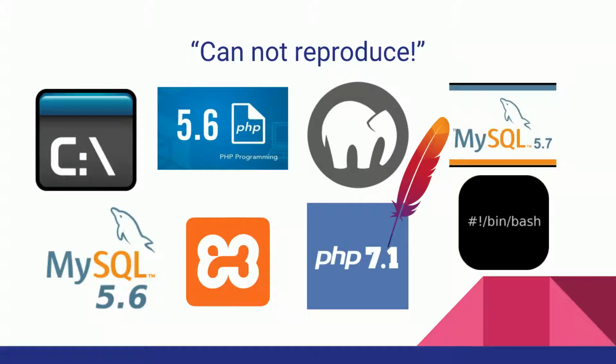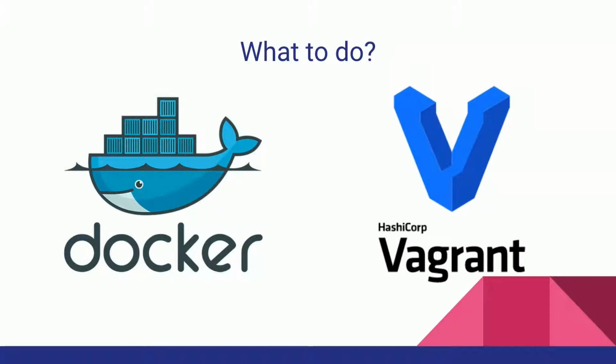What to do? Of course, you have to unify your environment. Everyone comes to that decision sooner or later, that you want to unify your environment this or that way. And usually, I don't want to speculate that these are the only ways to do that, but these are definitely mainstream ways to do that nowadays: Docker or Vagrant.